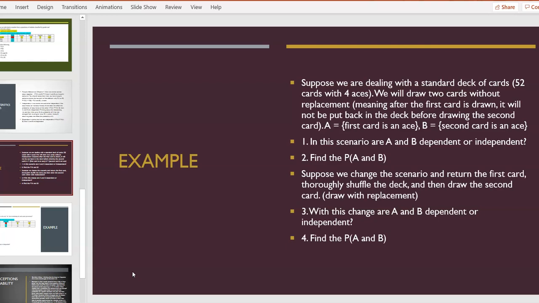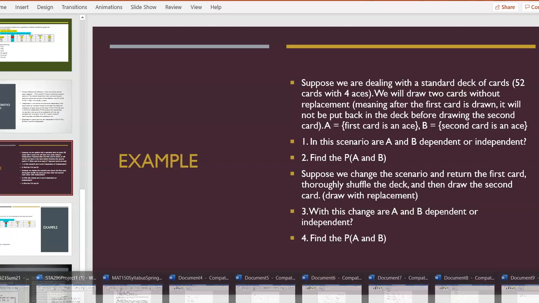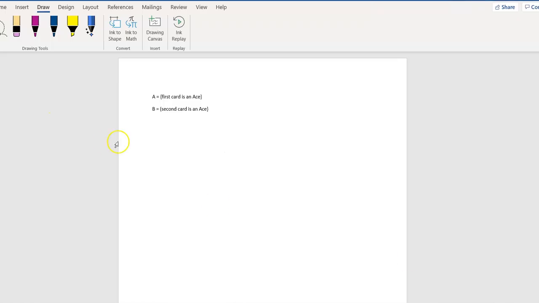And then we want to find the probability of A and B, of getting the first card as an ace and the second card as an ace. Now, we're actually going to answer 2, and that will help us to answer 1. So let's think of it this way. I'm going to make 2 blanks for my 2 draws of the card.